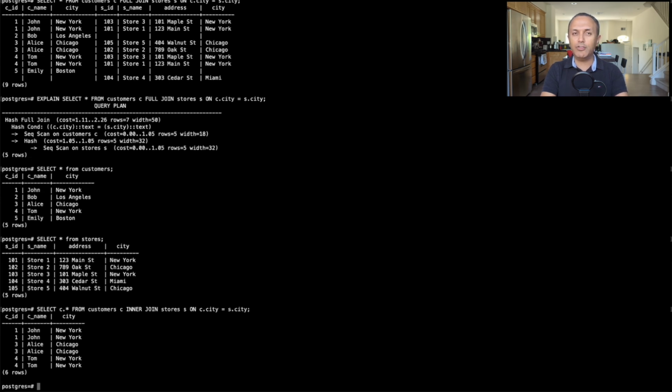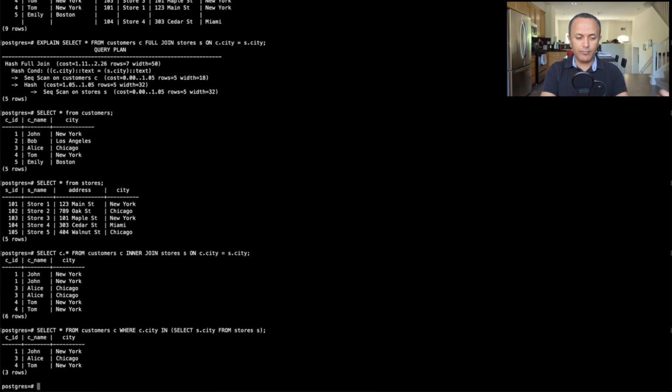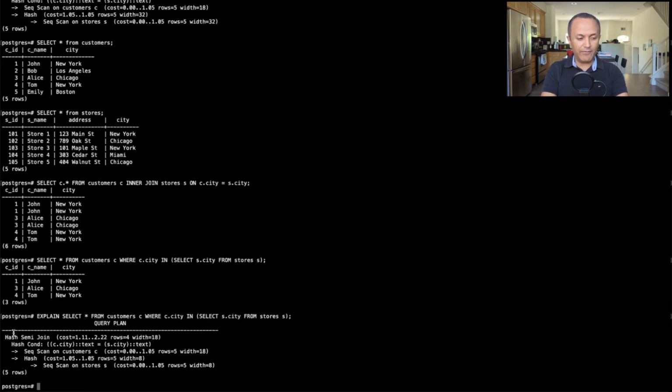So we said that the way to do it will be using subqueries, either using in or using exists. So let's try both. It will look something like this: select star from customers where city in, and then select city from stores. This will give us the results that we're looking for, the 3 rows that correspond to customers that have matching stores in the same city. So let's do an explain for this query. And there we go. We have a hash semi-join.